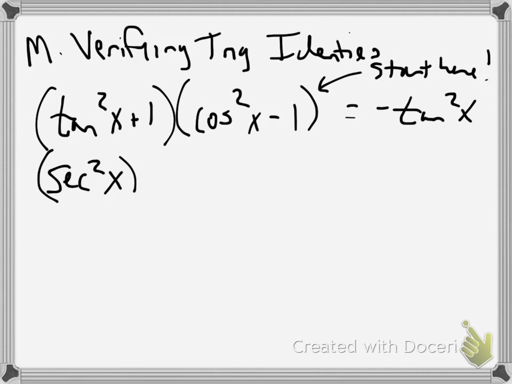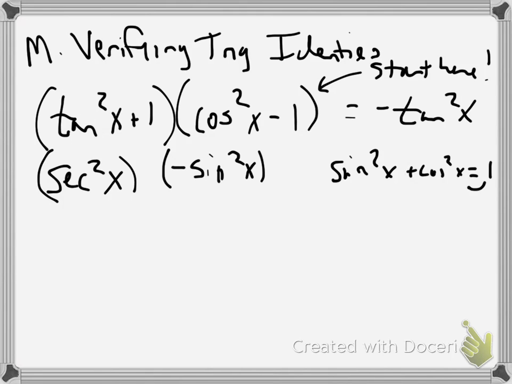Cosine squared x minus 1 is negative sine squared x. And now if you don't believe me, remember we have sine squared x plus cosine squared x equals 1. If we flip-flop things, bring the 1 to the left, the sine to the right, we get cosine squared x minus 1 equals negative sine squared x, and that's what we're substituting in here. Okay, so secant squared times negative sine squared x. Once I get to this point where I've used all the identities that are obvious, this is where I want to start to convert things into cosine and sine and do a little bit of algebra.